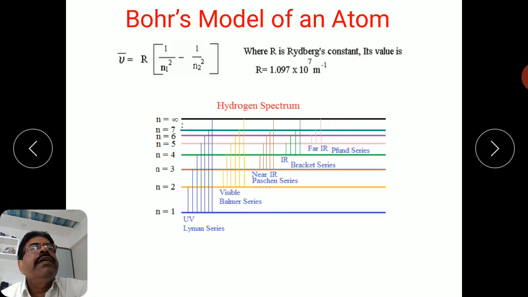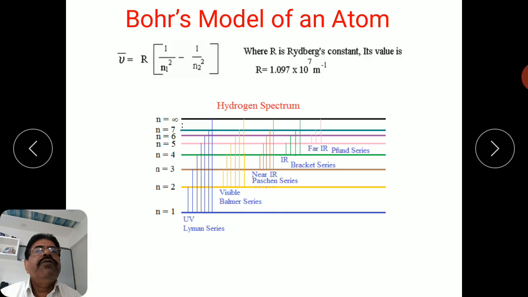The next series is the Pfund series, and this results from all those transitions to n is equal to 5 from the higher levels, that means from 6 to 5, 7 to 5, 8 to 5 and so on. So this particular diagram represents the spectrum of the hydrogen element. This is a very interesting thing.